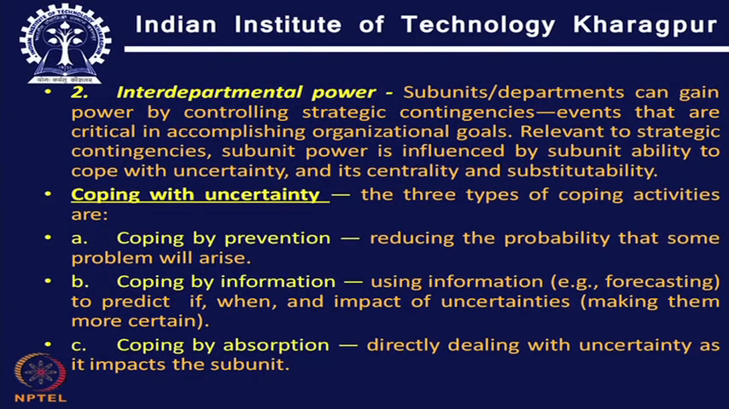And the third is coping by absorption, where we try to directly deal with the uncertainty at the time when it affects the department or the subunit. So these are the three main points: first is coping by prevention, second is coping by information, and third is coping by absorption.